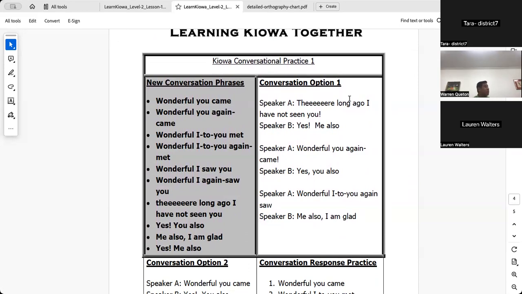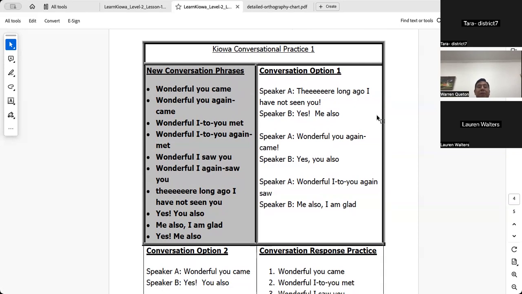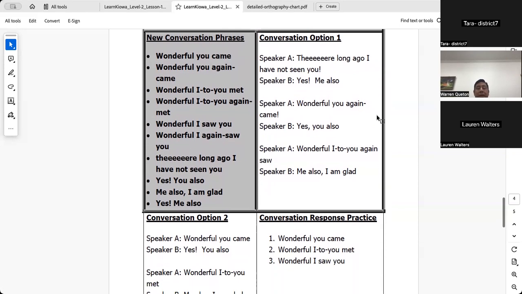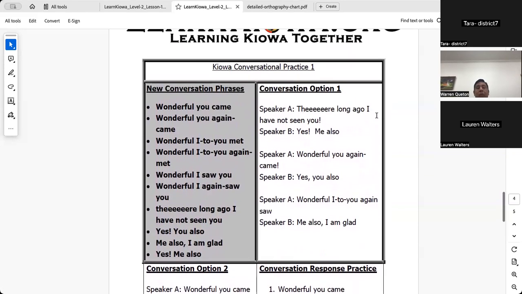You want to practice it? I'm going to go around and we're going to practice this conversation piece with partners. So, Lauren, are you going to be my partner? Sure. Okay. Practice conversation option 1 with your partner. Pick somebody to be speaker A or speaker B. I'll start out being B. Just tell me when you're ready.